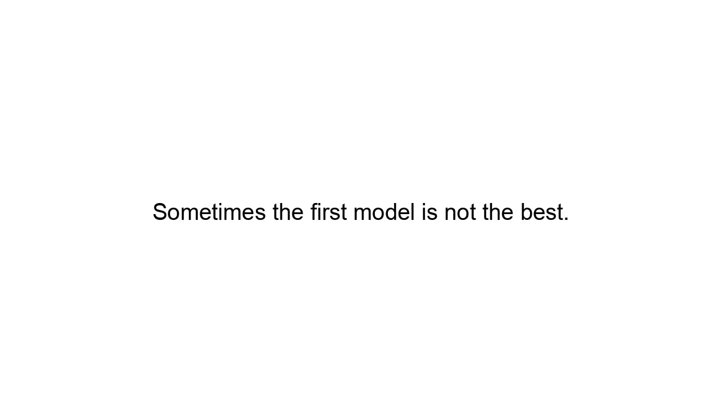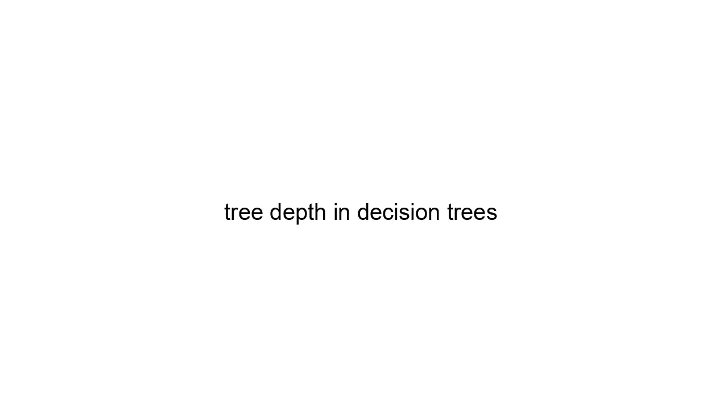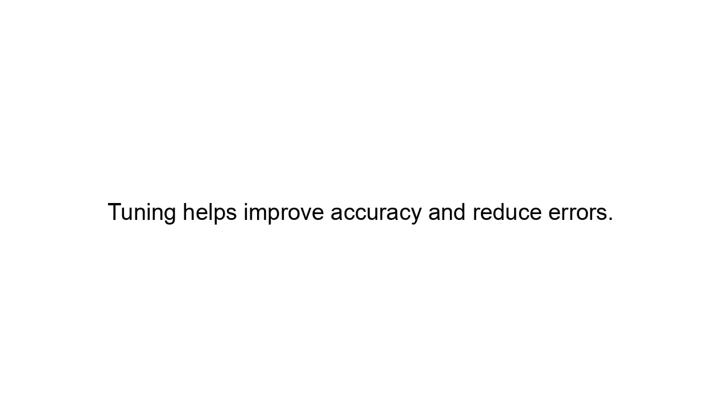Step 10. Tune the model. Sometimes the first model is not the best. Model tuning improves performance by adjusting settings called hyperparameters. Examples: tree depth in decision trees, number of neighbors in KNN, learning rate in neural networks. Example concept: model evaluation means tuning means better performance. Tuning helps improve accuracy and reduce errors.